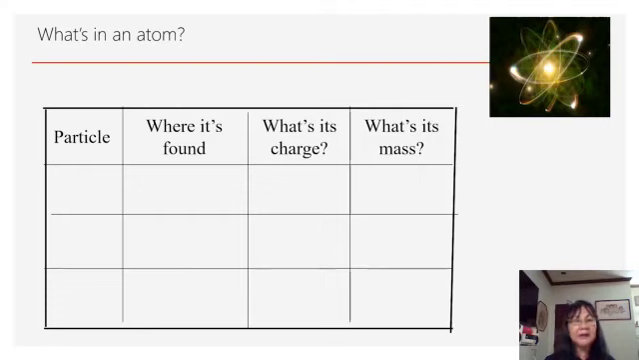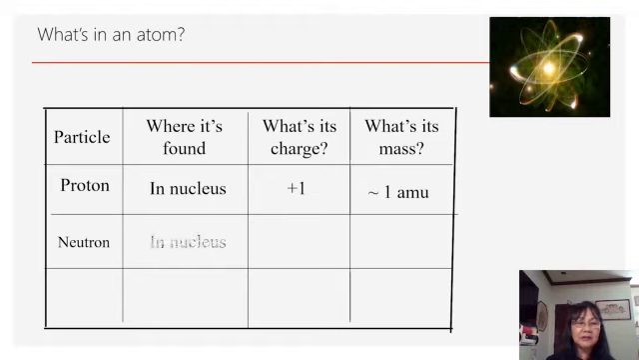So let's have a brief review of an atom. You are quite familiar with the particles that are present in an atom, such as the proton. The proton can be found in the nucleus, and it has a charge equal to +1. Its mass is approximately equal to 1 atomic mass unit. The neutron can also be found in the nucleus. It has no charge at all, and it is slightly heavier than the proton.